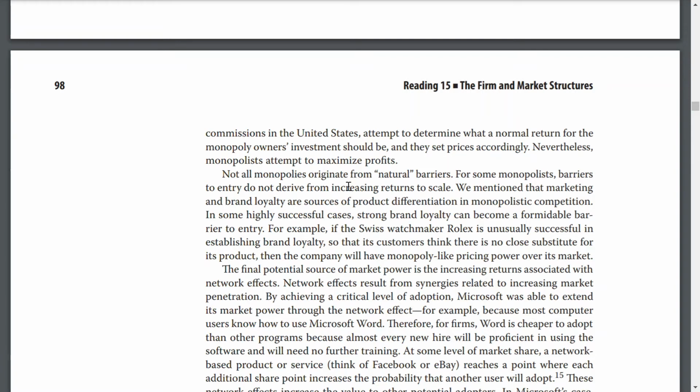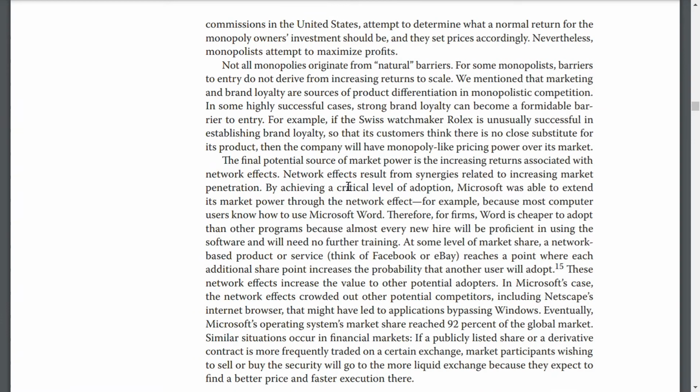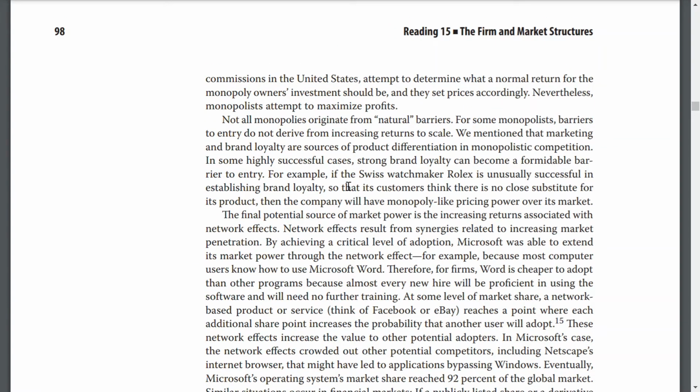Not all monopolies originate from natural barriers. For some monopolists, barriers to entry do not derive from increasing returns to scale. We mentioned that marketing and brand loyalty are a source of product differentiation in monopolistic competition. In some highly successful cases, strong brand loyalty can become a formidable barrier to entry. For example, if the Swiss watchmaker Rolex is unusually successful in establishing brand loyalty so that its consumers think there are no close substitutes for its products, then the company will have a monopoly-like pricing power over its market.